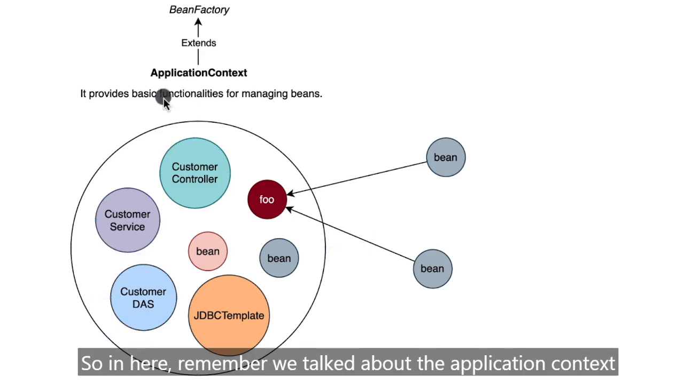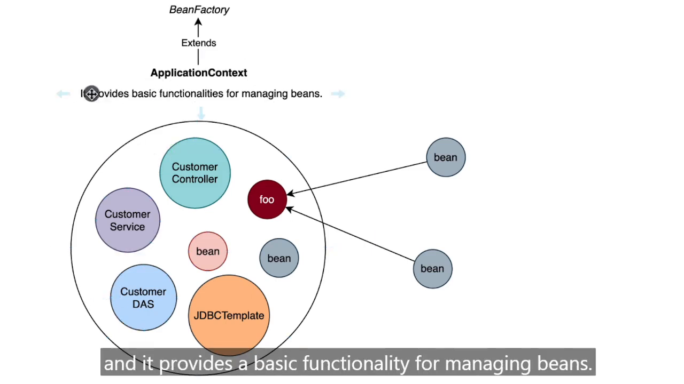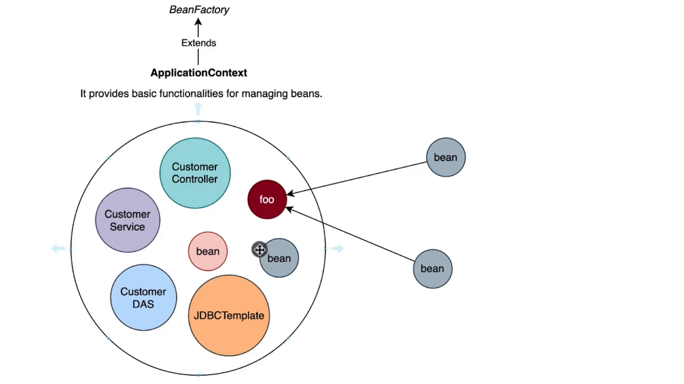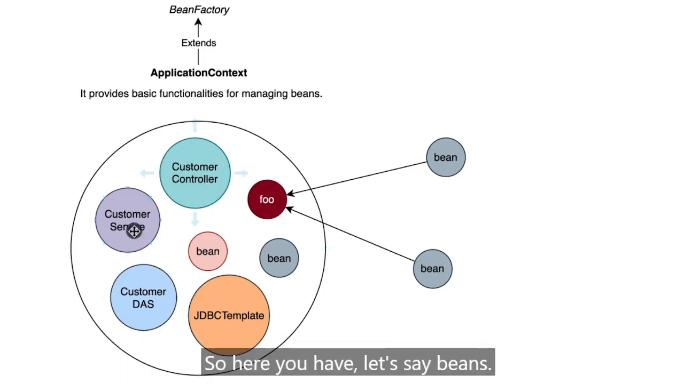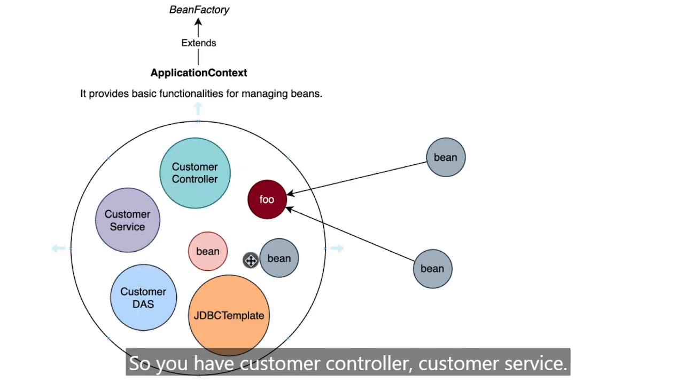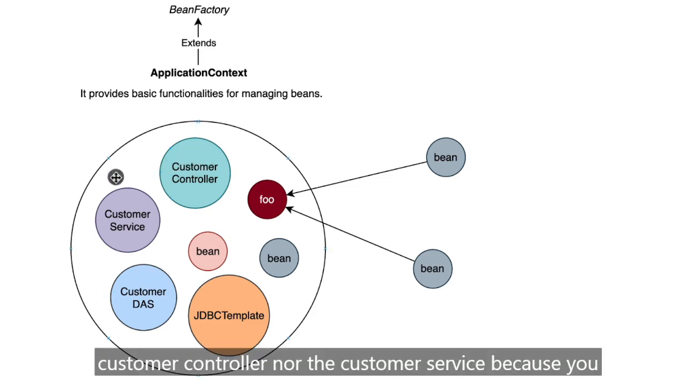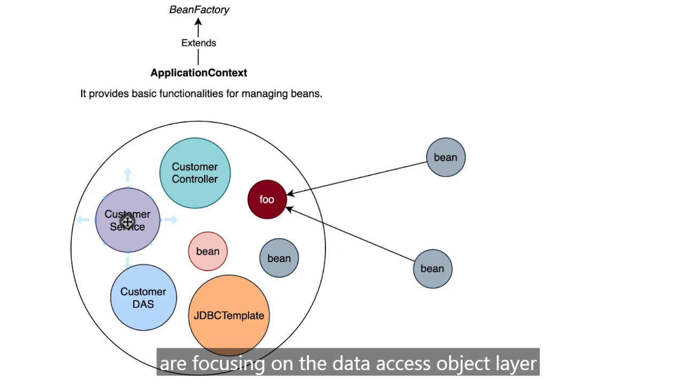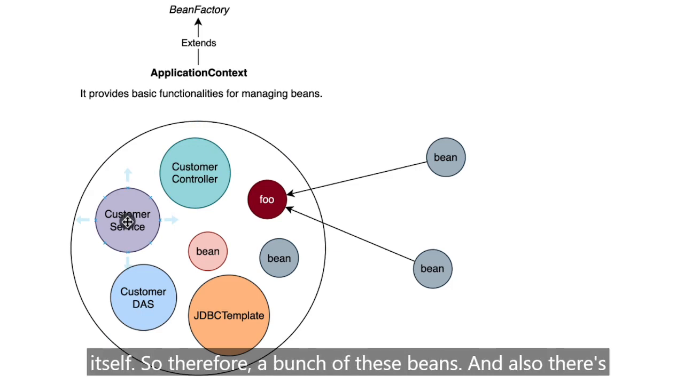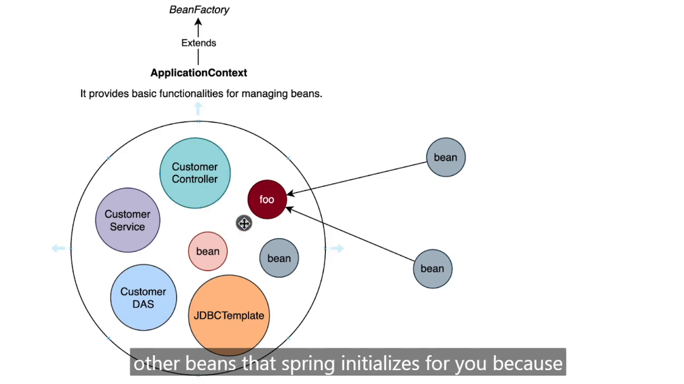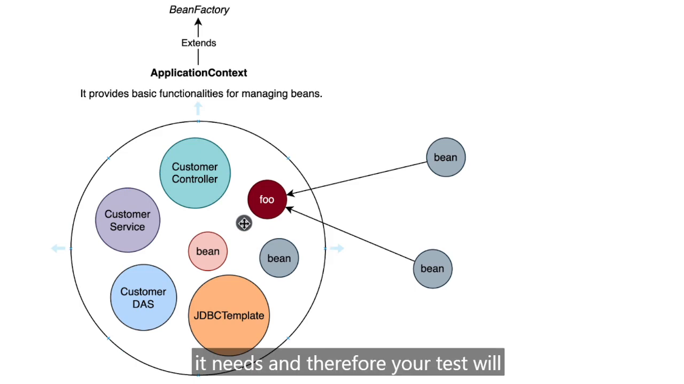So in here, remember we talked about the application context and it provides a basic functionality for managing beans. So here you have, let's say, beans. You have customer controller, customer service, and for your test, you don't even care about the customer controller nor the customer service because you are focusing on the data access object layer itself. So therefore, a bunch of these beans, and also other beans that Spring initializes for you because it needs them, and therefore your test will be slow. So never use the @SpringBootTest annotation for unit tests.